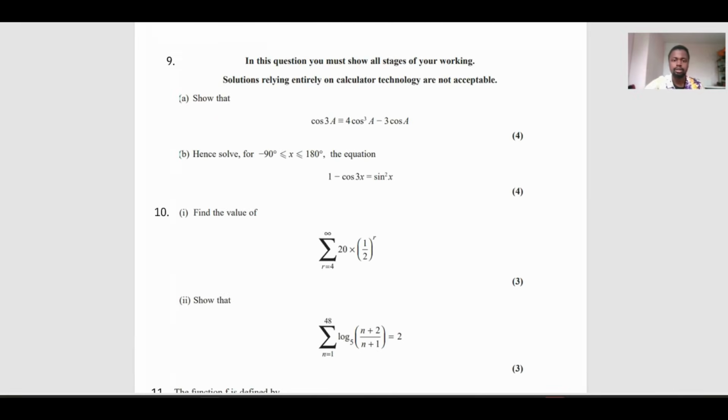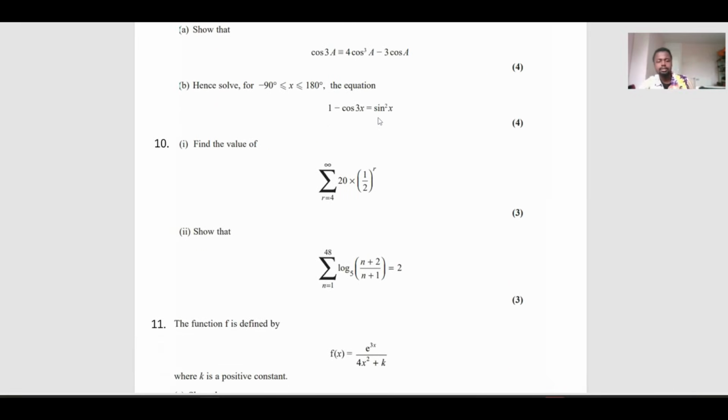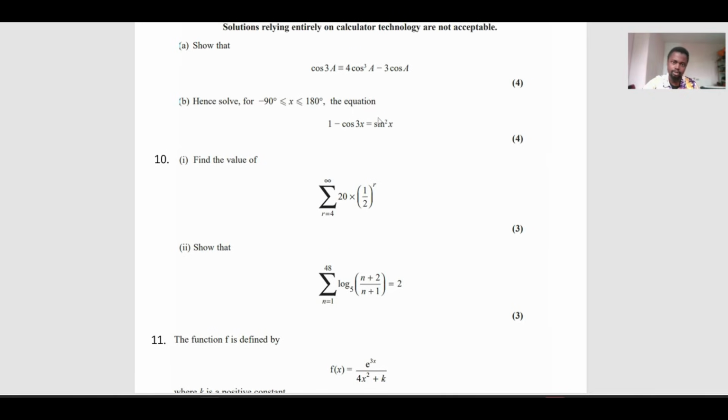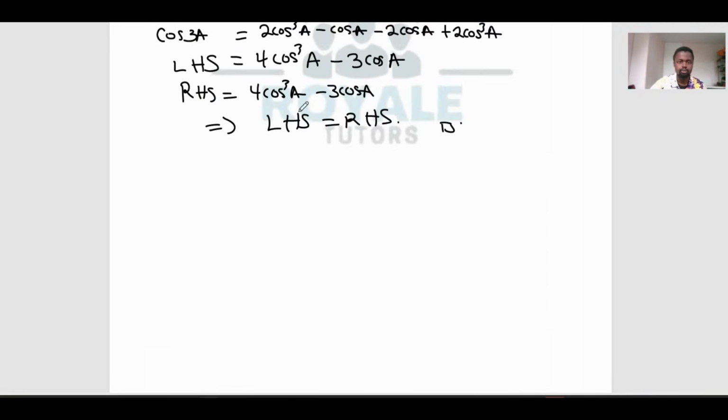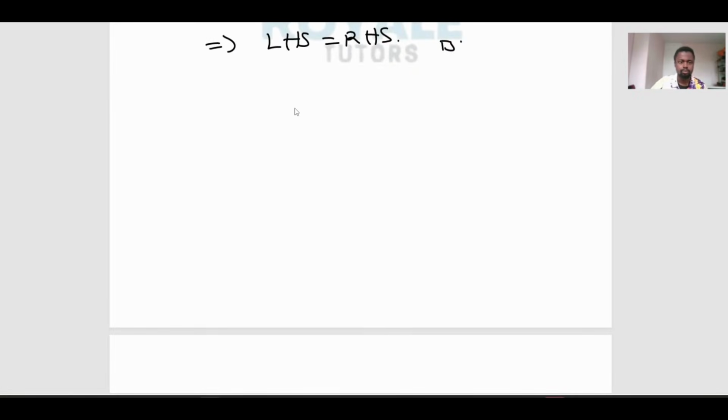So let's see the next one. Hence, solve for minus 90 degrees less than or equal to x less than or equal to 180 degrees, the equation. Now, if they use the word hence, it means that we are to continue from what we did last time, from where we stopped. So we have 9B. We want to do 1 minus cos 3x equals sine squared x.